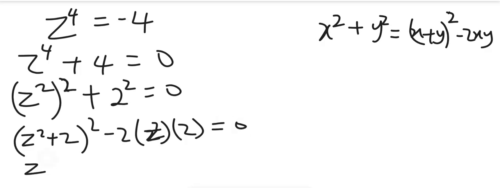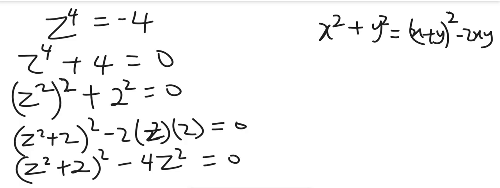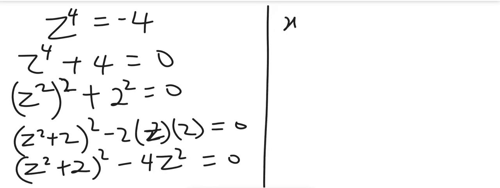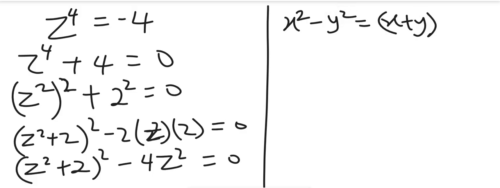So I have z squared plus 2 squared minus 4z squared equals 0. Yes, it's a nice one. These can be written as a difference of two squares. What I'm seeing there represents a difference of two squares. If you remember, I've done the sum of two squares identity. There's also the difference of two squares. This is x plus y and x minus y. So what you're seeing on the screen is called the difference of two squares.